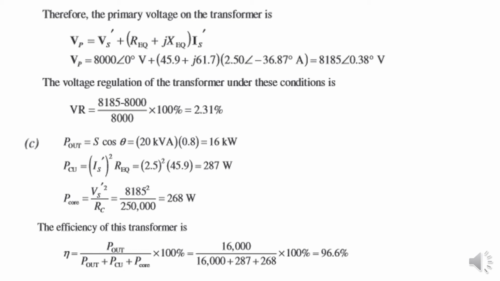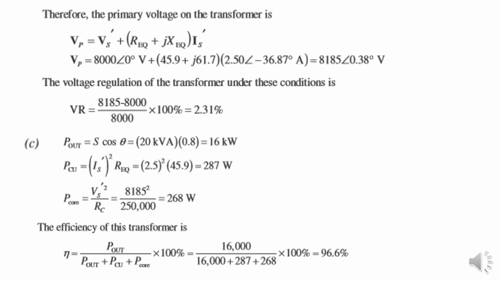So when we are multiplying by IS over A, we will multiply REQ and jXEQ, not according to the figure. You may see that we have to multiply only A squared RS and A squared XS, but it is not. We are multiplying RP plus A squared RS and plus j in brackets XP plus A squared XS. So VP we are getting as 8185, angle 0.38 volts.